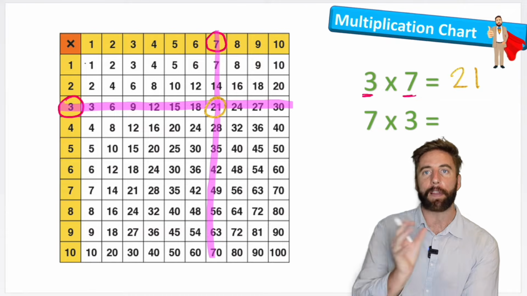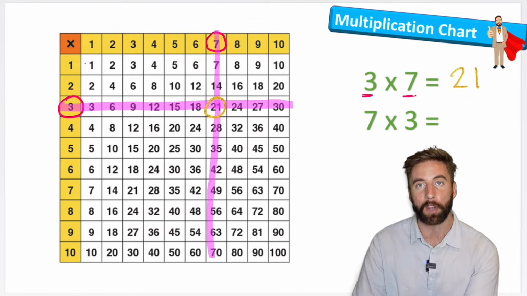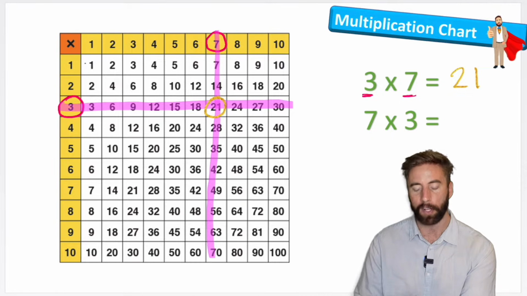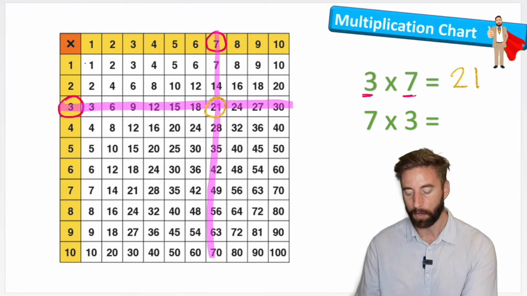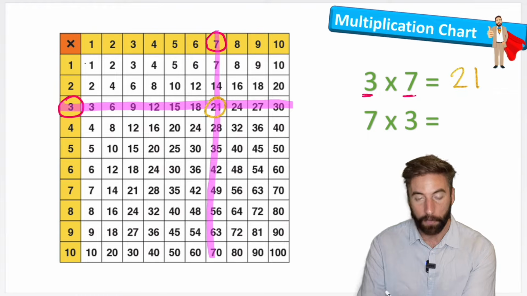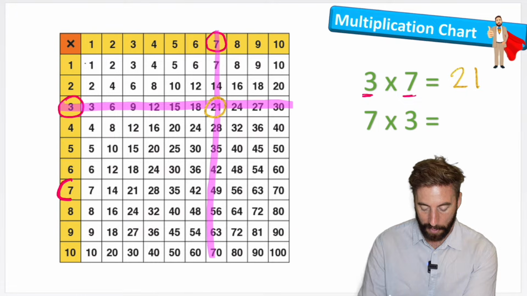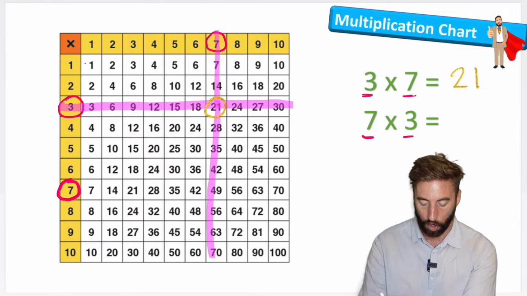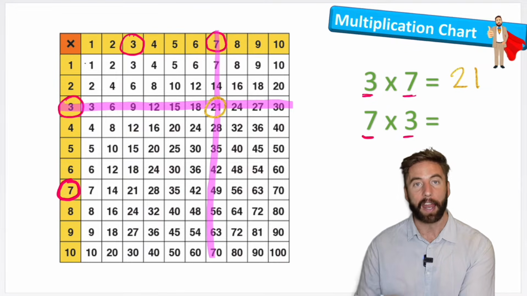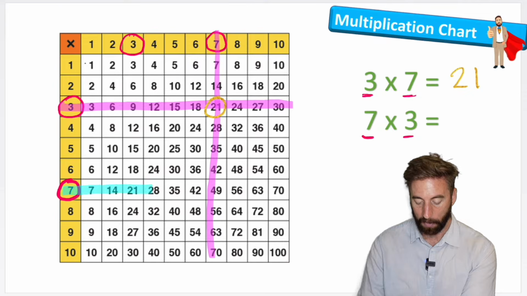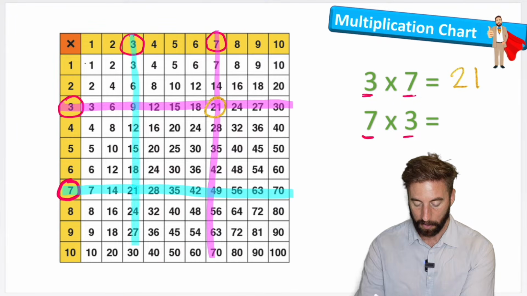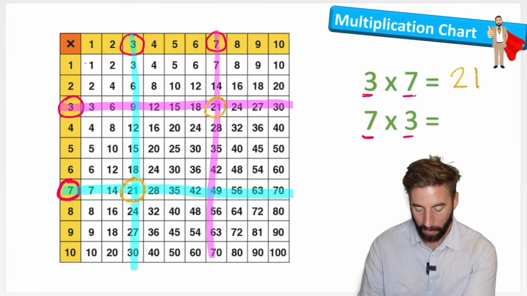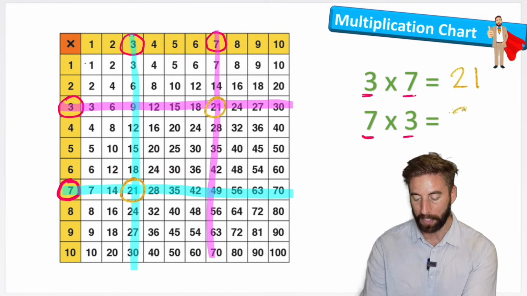But let's say we flipped it round and we actually started with the number 7. Does it make any difference to our answer if we do 7 times 3 instead of 3 times 7? Well, let's have a look. So this time I'm going to find 7 down the side here. Here it is. And then I'm going to try and find 3 along the top. There it is. And now I can do my 2 lines again. I can see that those lines meet. Guess what? There it is, on the 21 again.